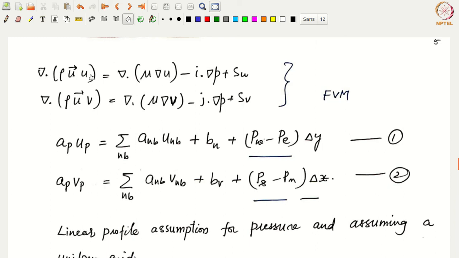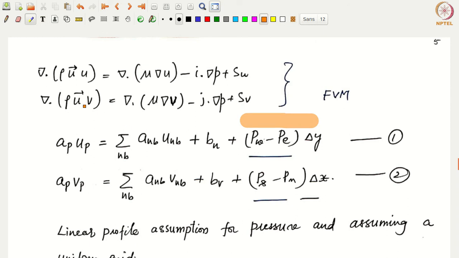Similarly, because the quantity we are solving for is u, we can write this as AP uP equals sigma anb unb plus b. Plus the pressure gradient term would reflect to something like this, which is basically Pw minus Pe times delta y. So this is now our extra term as compared to the general scalar transport equation.